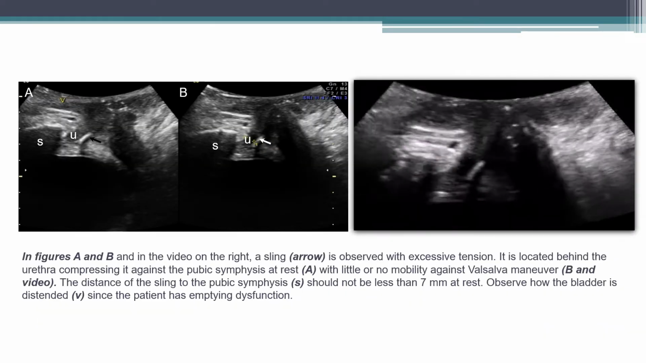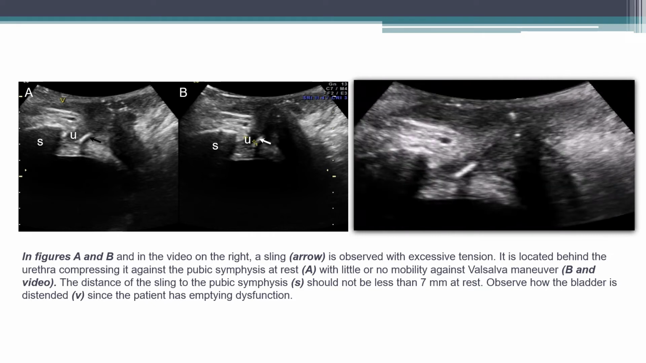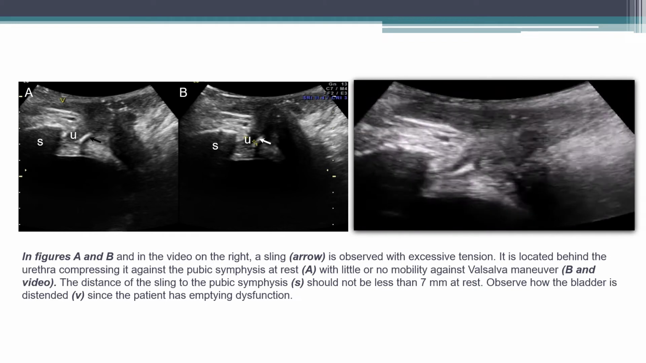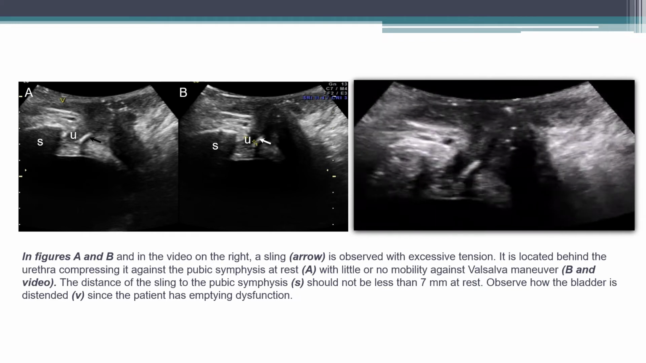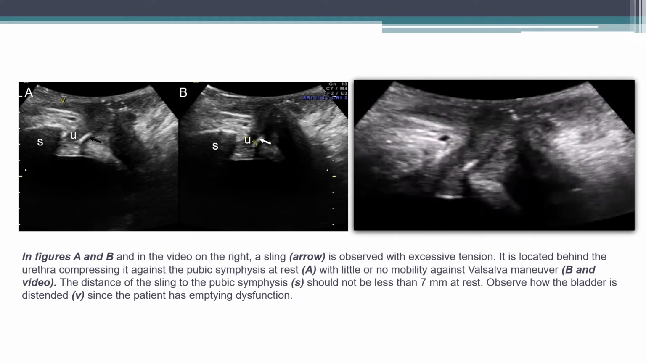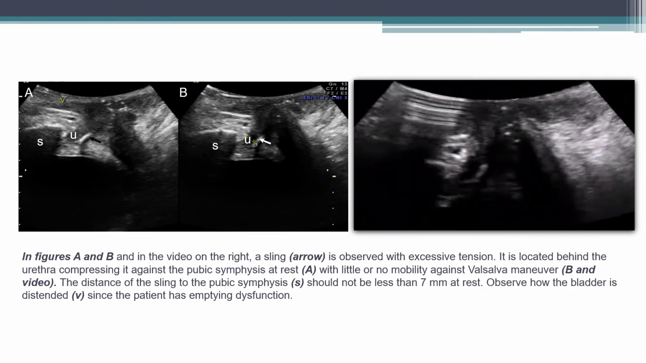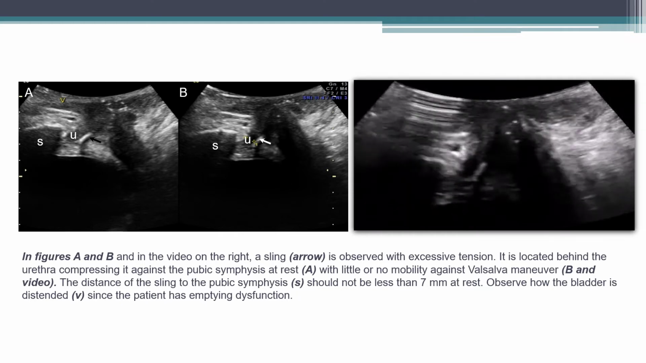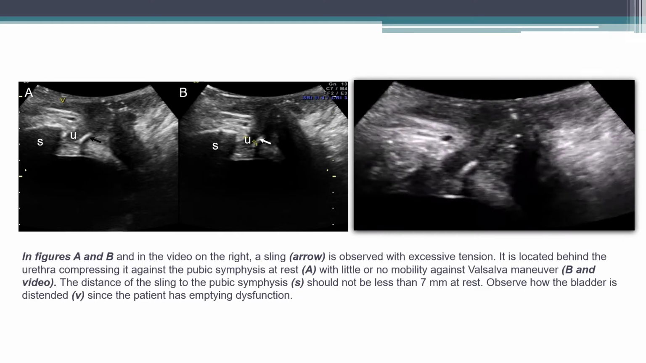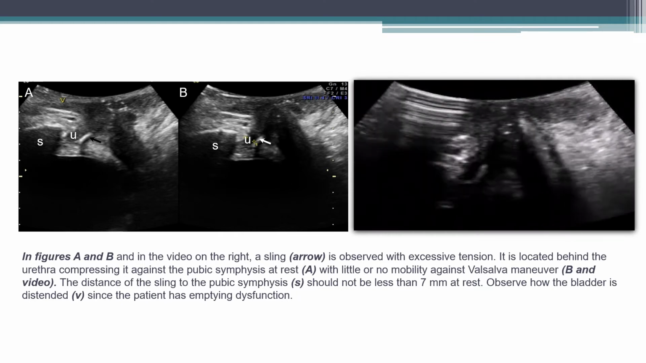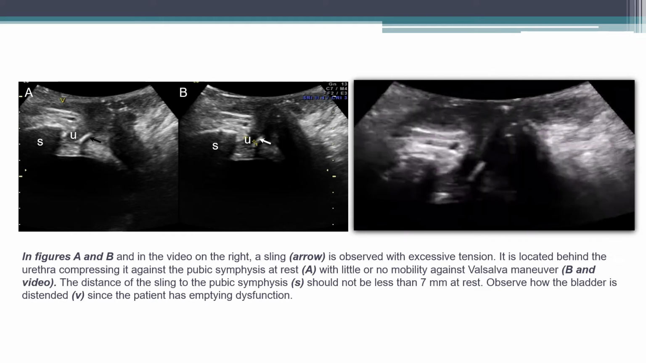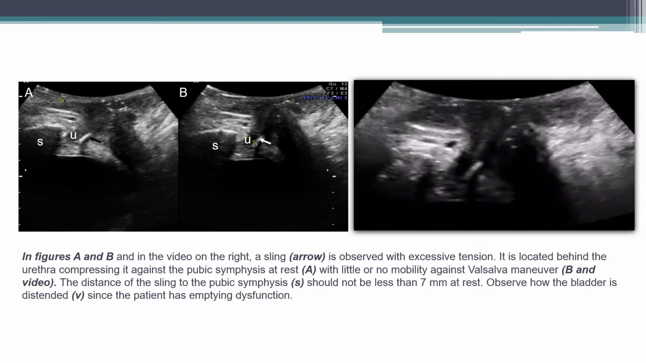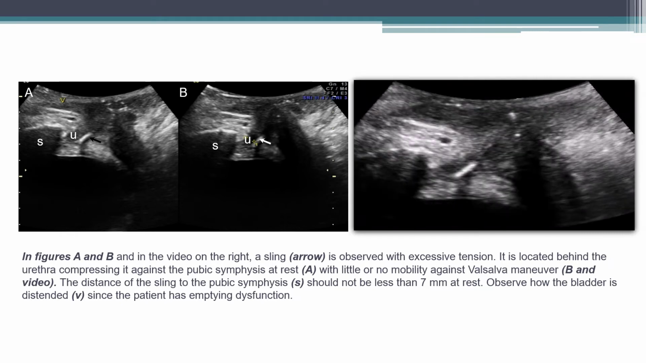In figures A and B, and in the video on the right, a sling marked with an arrow is observed with excessive tension. It is located behind the urethra, compressing it against the pubic symphysis at rest in figure A, with little or no mobility against Valsalva maneuver in figure B and video. The distance of the sling to the pubic symphysis should not be less than 7 mm at rest. You can observe how the bladder is distended since the patient has emptying dysfunction.